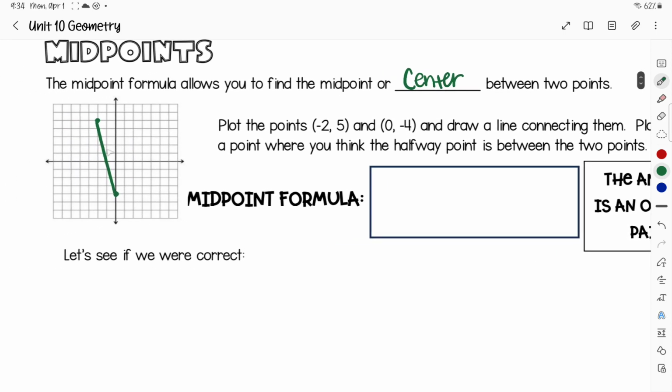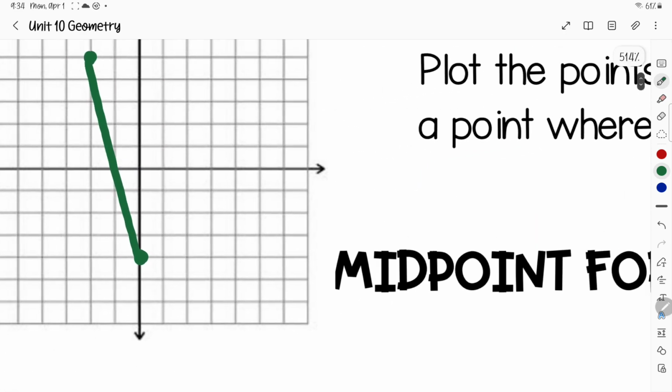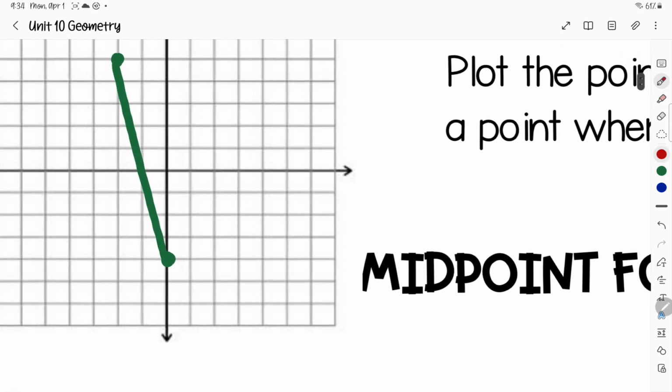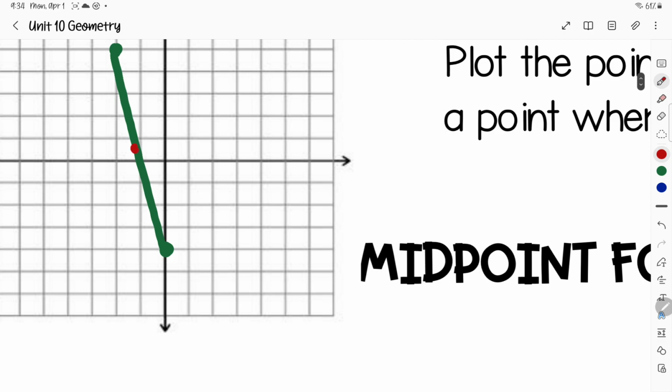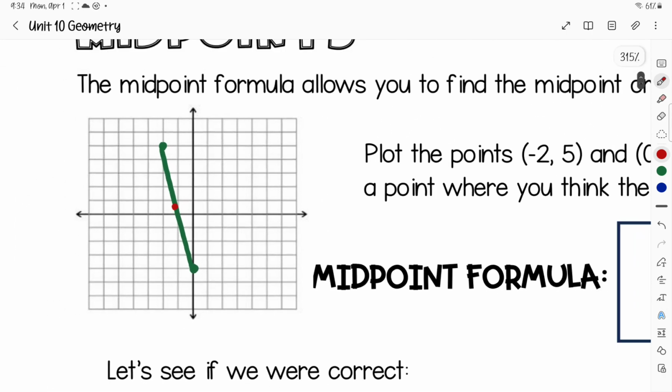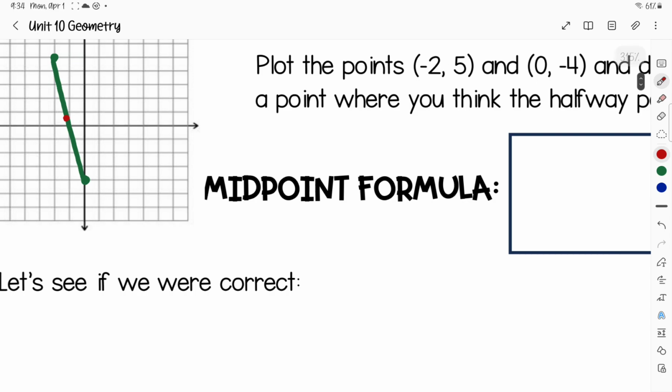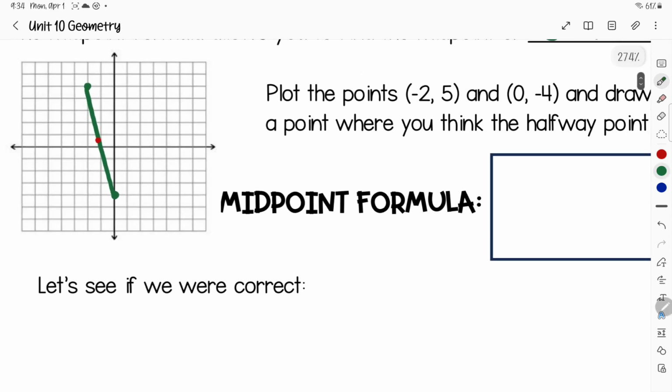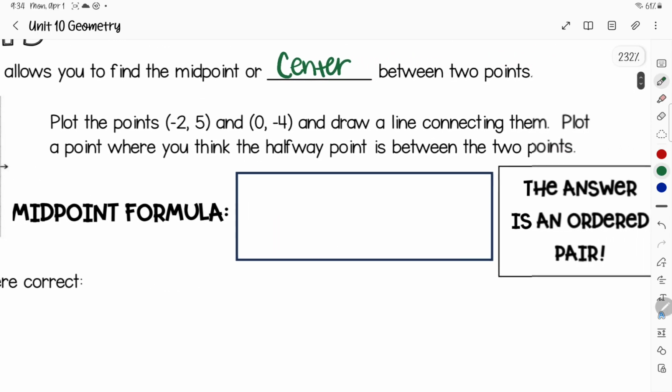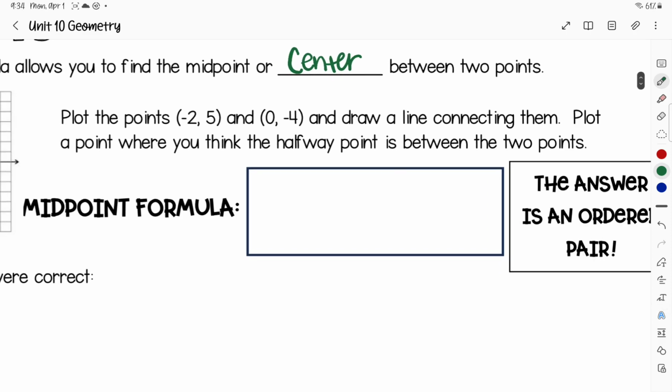Okay, so there's that. And now it says plot a point where you think the halfway point is between the 2 points. So let's say, let's make it red. Let's say it's somewhere right around here. Okay, now you can see that that's not on a corner, and so I can't estimate what that is. Plus, I could be off, but we're going to find out. Okay. All right, so we're going to use the midpoint formula, which I'm going to give you, and then we're going to find the exact midpoint.